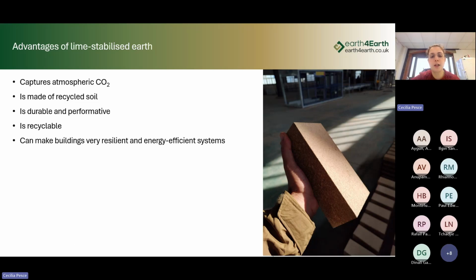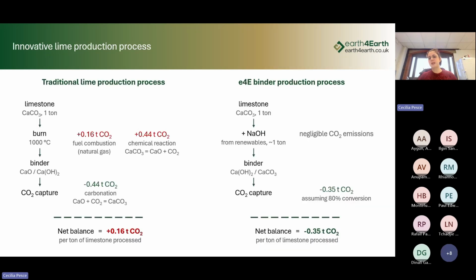A bit of innovation that we propose in our brick is the lime stabilization. Of course, lime production emits a lot of CO2 into the air, but we have introduced a new process to make lime which doesn't emit any CO2. So traditionally, lime is produced by calcining the raw material. And of course, this emits CO2 for two reasons: both from the combustion of fossil fuels to reach the high temperatures, but also from the chemical breakdown of the raw materials.